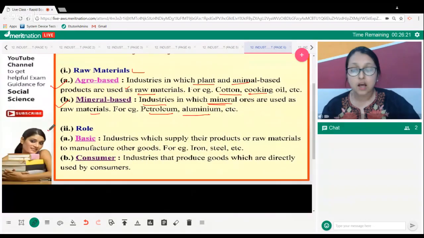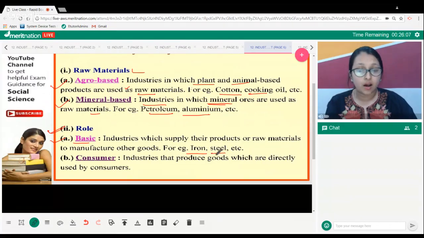Fine. Next, on the basis of roles. First is basic. Industries which supply their products or raw materials to manufacture other goods are known as basic, because they are the basis of industries. Like iron and steel industries. Until and unless they are there, they cannot supply their goods to other industries. So this is the basic industry. Then come consumer industries, which produce goods that can be directly used by the consumer. These are your consumer industries. Okay, so this was relatively easy.